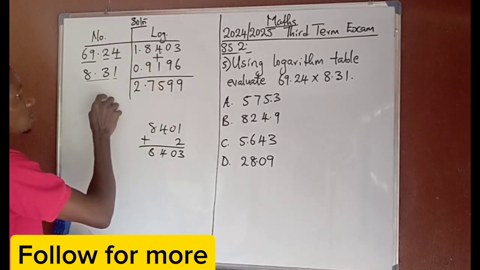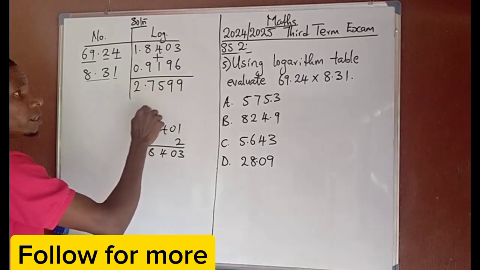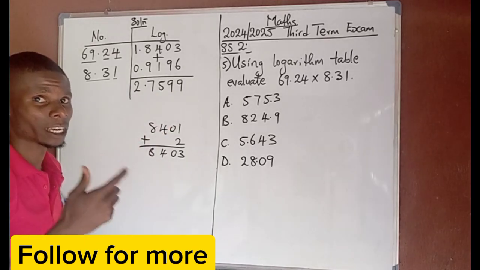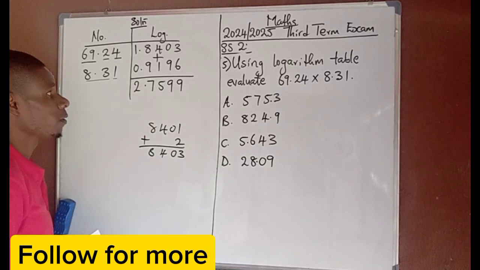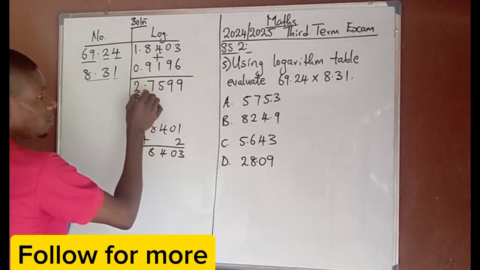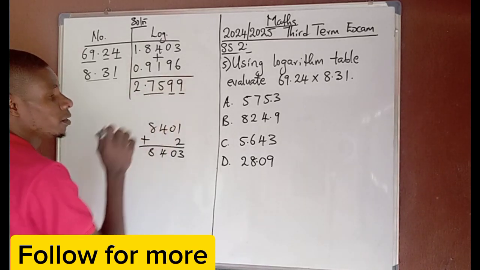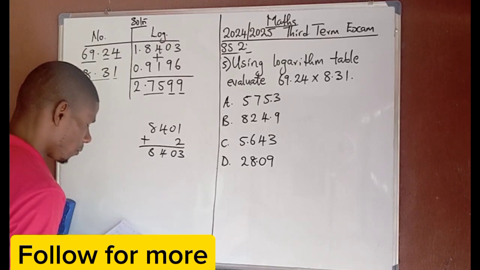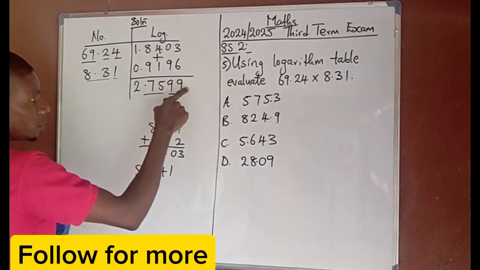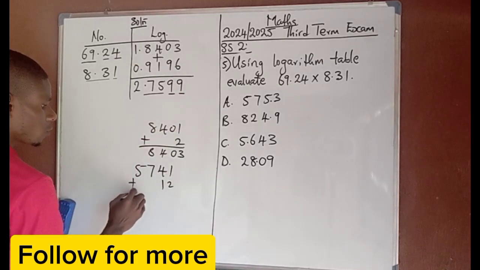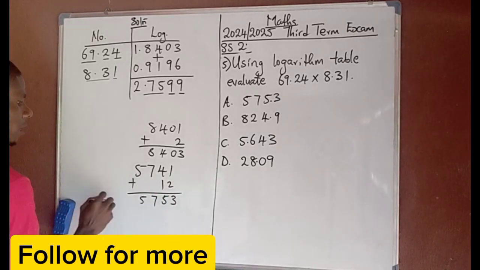Therefore, we need to come back to our number. We are already on logarithm, so to come back to our number, we look for the anti-logarithm. Anti means against. We need to counter this logarithm in order to come back to number. So how do we find the anti-logarithm of this value? We need to look for 0.75 under 9 difference 9. So 0.75 under 9 will give us 5741. Difference 9 will give us plus 12. So when we add these two together, we're going to have 5753.